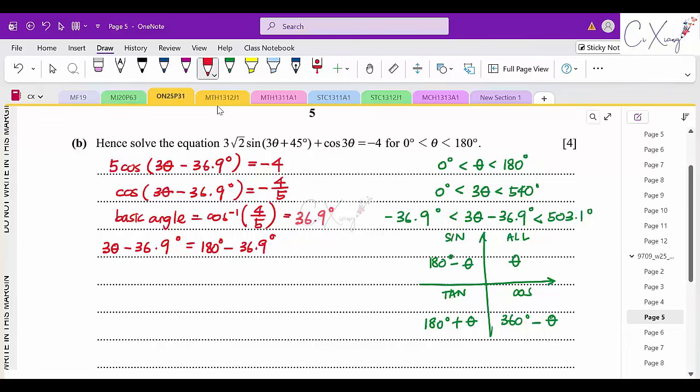Alright? Okay, so your basic angle just now is 36.9, right? Yeah, so you take 180 minus the basic angle. Alright, so what is the answer that you get? You should be having something like 40 something. 49, 49.1 is it? 149.1. Sorry, 143.1.